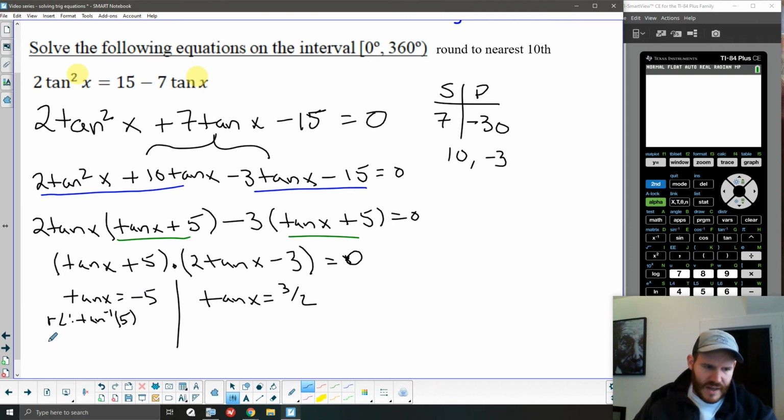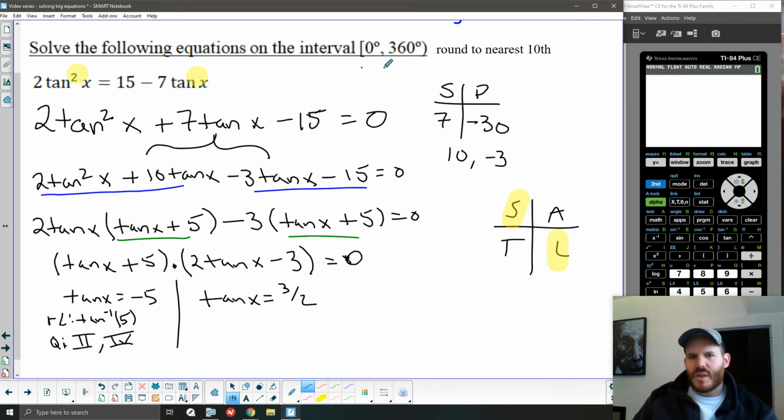The negative, I interpret the quadrant from. So the two quadrants in which tangent is negative, as you learn in a trig class: tangent is positive in 1 and 3, so it would be negative in 2 or 4. So I could be in quadrant 2 or quadrant 4.